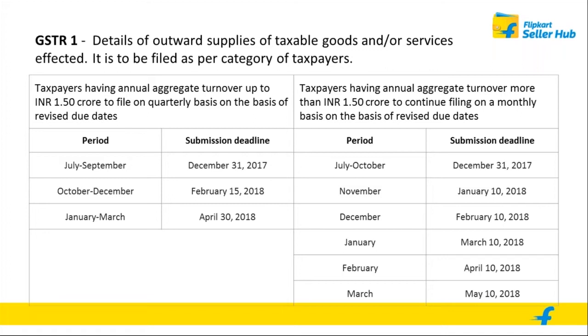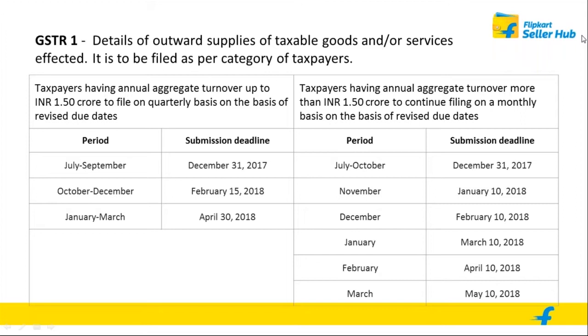Now, GSTR1 should be filed even if there is nil returns to be filed. Even if you have no business activity happening in that month, it is still your responsibility to go ahead and fill your GSTR1. There are 2 things that you need to understand in GSTR1. So as we understand, GSTR1 is for outward supplies, and based on the very recent update from the government, there are 2 income levels that we're looking at.